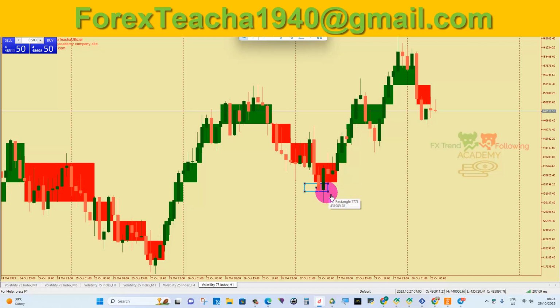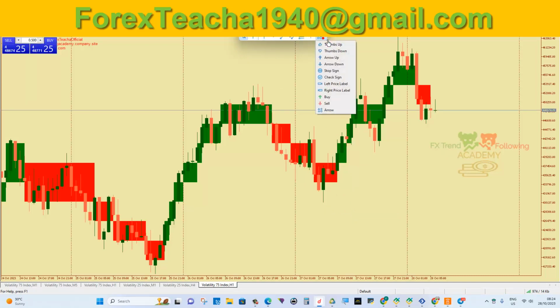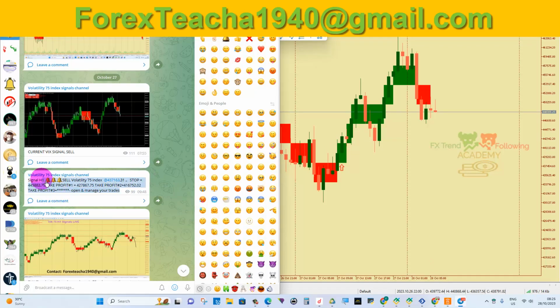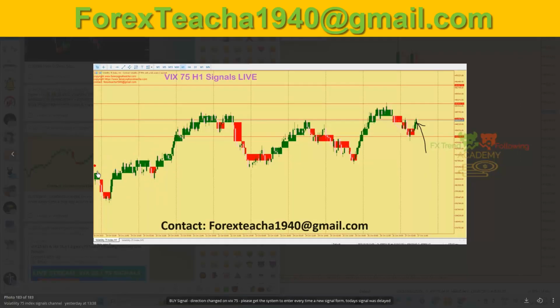So I took a sell right here. It moved in profit just a little bit, and then it moved out to hit our stop loss right here, and then it also gave us another signal, which was a buy right here. I also sent this signal in the group. Let's go to the channel. You can see this is the sell signal that I sent, this one right here. So let's go to the buy signal. This is the buy signal that I sent.